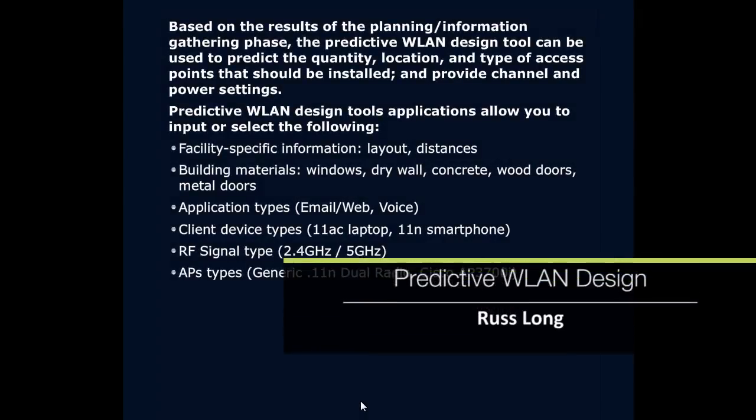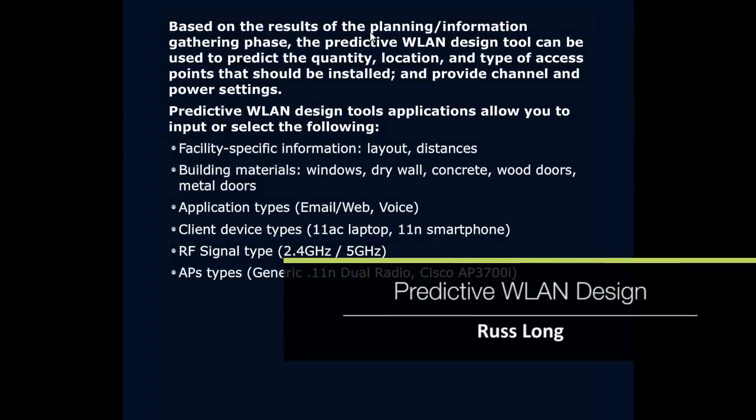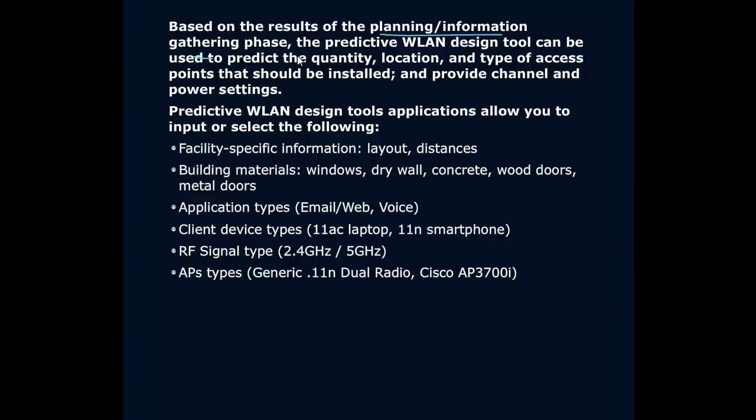So based on the results of our planning and information gathering phase, we need to use a predictive wireless LAN design tool that can predict the quantity of APs we need, the locations they need to be put at, the type of access points we should use, and channel and power settings.